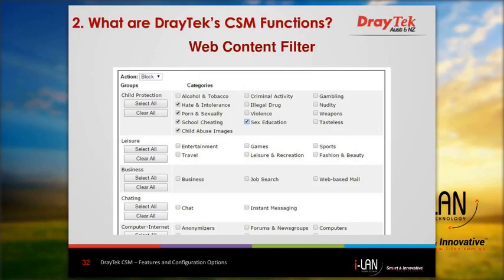For the web content filter, you can block websites by category. And here you can see some of the categories of websites that can be blocked by the web content filter. So you can select some or all of the required types by clicking on the category, as I've shown here. So here I've got some categories selected under child protection. So you've got alcohol, hate, intolerance, porn, school cheating, child abuse, and sex education.